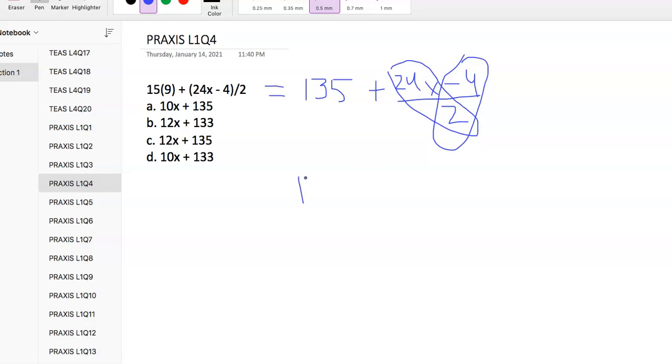So when you carry that down, we have 135 plus 24x divided by 2. So 24 divided by 2 is 12. We just have an x on it. And -4 divided by 2 is just -2. And then we're left with 135 minus 2, which is 133. 12x stays the same. So we have 12x plus 133. Answer choice B. And so this is a form of distributive property. What we did right here was distributive.